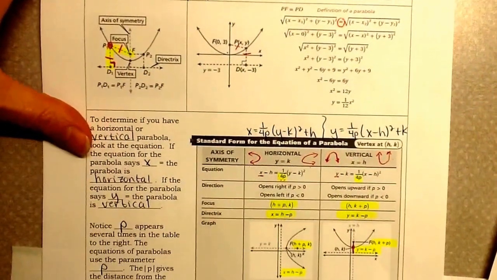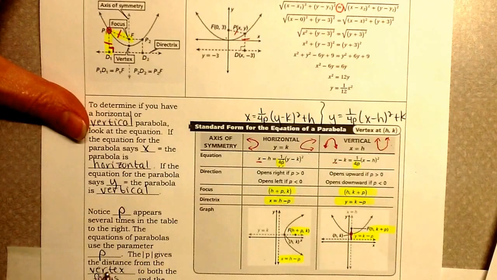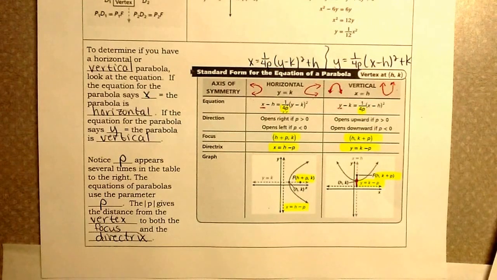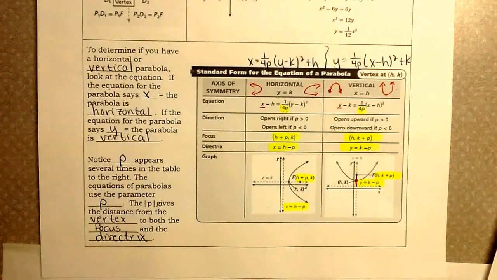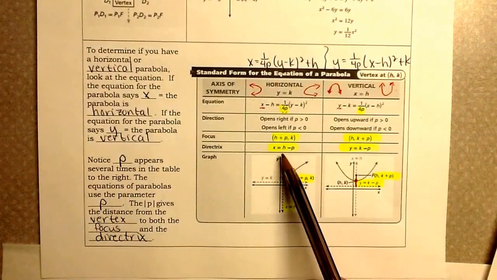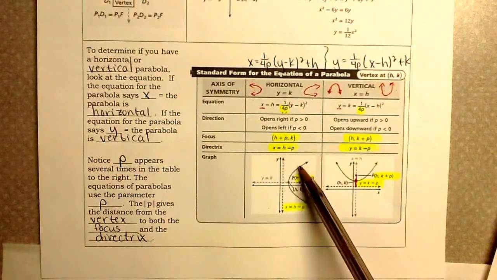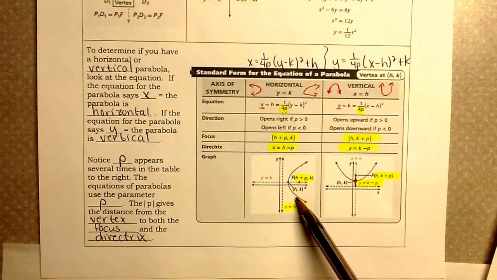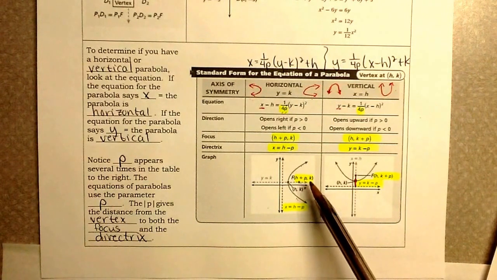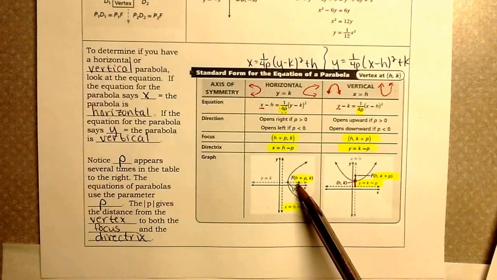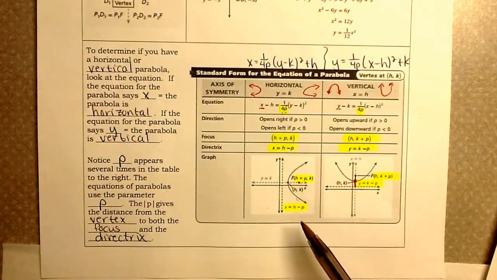Okay, so let me slide this up just a little bit here. The absolute value of p gives the distance from the vertex to both the focus and the directrix. That's very important when we go to graph. When you're thinking about a parabola, you have to have the vertex, a focus, and a directrix, because any point on this parabola is going to be equal distance. We could pick any point, draw a line to the focus, and then drop a perpendicular from that point to the directrix. Those lengths are going to be equal.